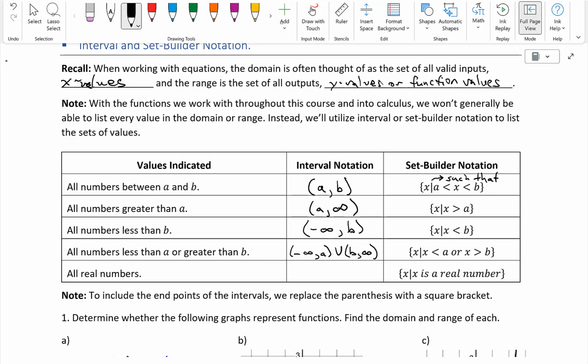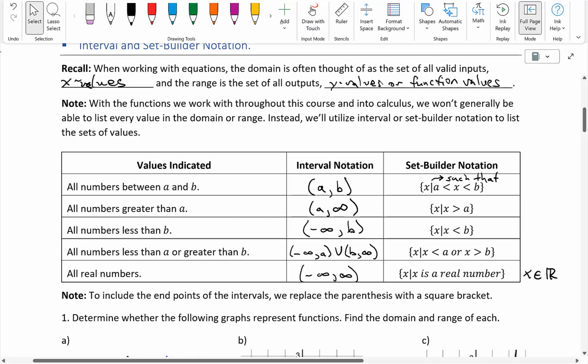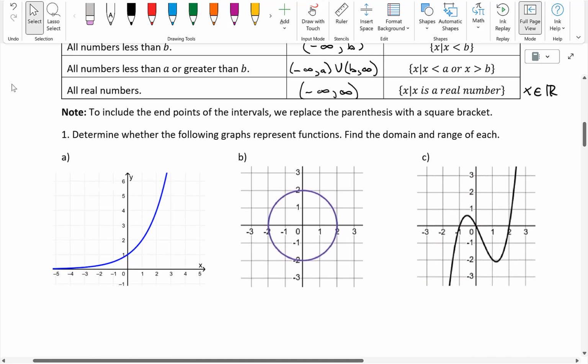And for all real numbers, we'll do the whole number line, so minus infinity to infinity. And we can read the set builder, x such that x is a real number. You can also, if you like some symbols, x belongs to this double R is the set of real numbers. And note here, to include the endpoints of the intervals, we replace the parentheses with a square bracket. So if we wanted greater than or equal to a, we could do bracket a to infinity. And we'll look at that when we write out some domains and ranges throughout this lesson.